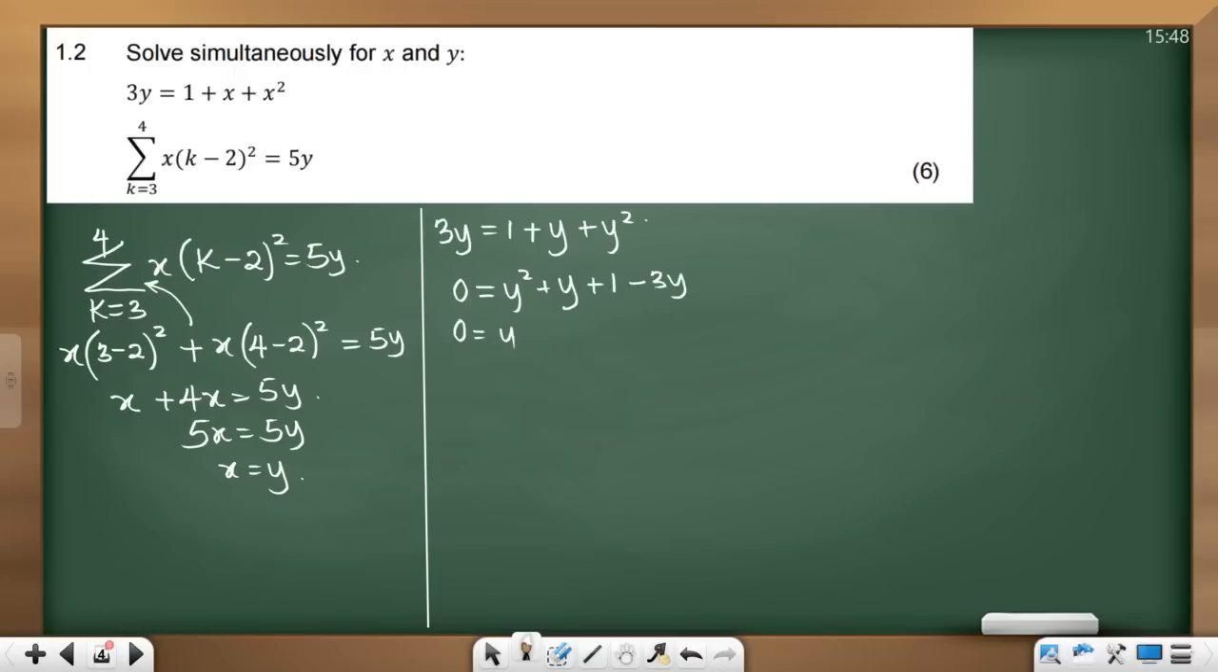So what do we have? Y squared. What is y minus 3y? Minus 2y plus 1. Beautiful. Okay, so let's write it nicely. Conventionally, put in the 0. I'm just switching both sides quickly. What do I have? Y minus 1, y minus 1.